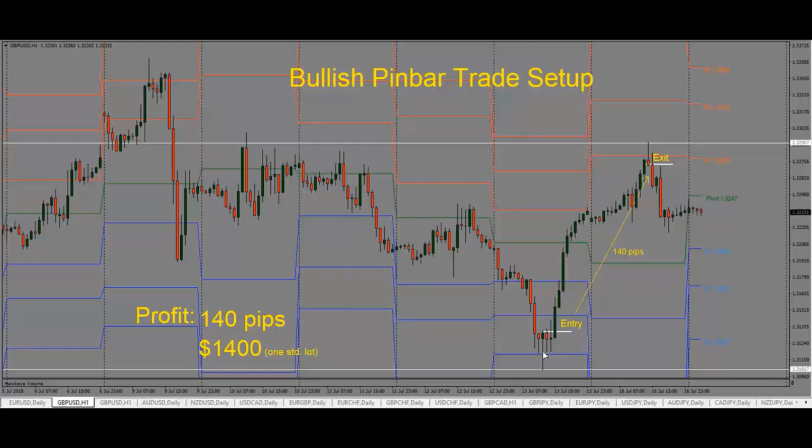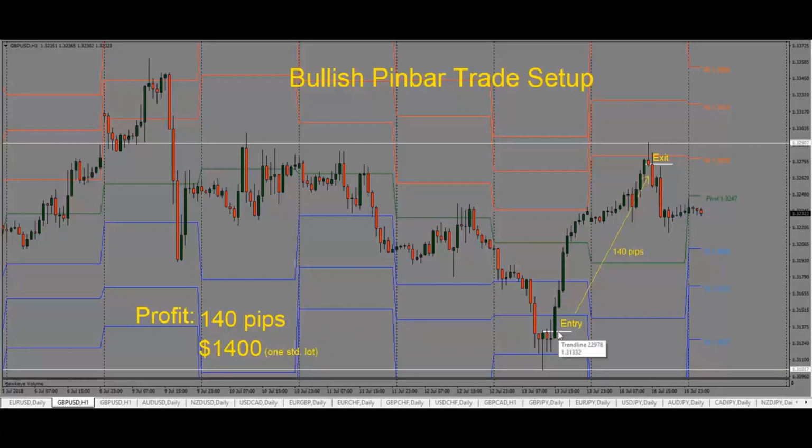So in this case we get this bullish pin bar trade setup here, and we can enter the trade either at the close of the candle or we can wait for a bit of a pullback. Generally on the hourly, when we get a pin bar, price will likely pull back a bit, so we can get a better entry just waiting on a bit of a pullback, or you can just enter the trade at the close of the candle here.